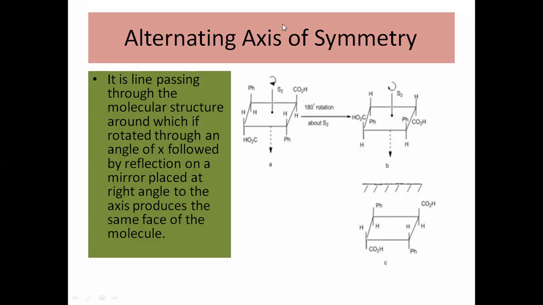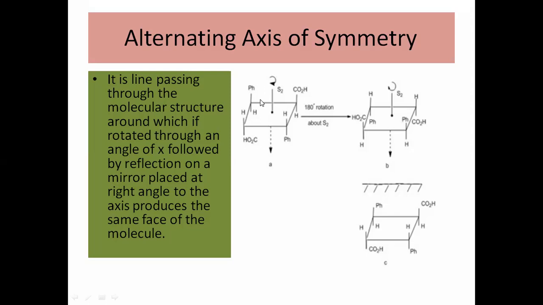Next one is the alternating axis of symmetry. So see, here is the example given, alternating axis of symmetry. What is the alternating axis of symmetry? It is a line passing through the molecular structure around which, if we rotate it through an angle x, it can be 180 degrees or 90 degrees, followed by reflection on a mirror placed at a right angle to the axis, it produces the same phase of the molecule.